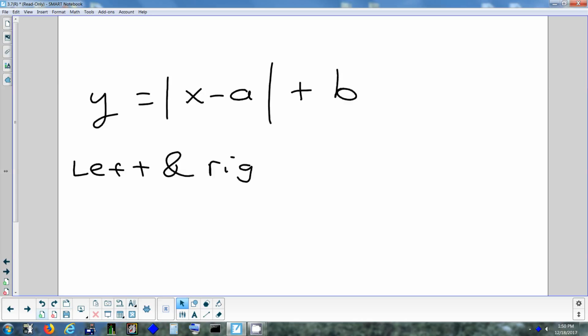Now, what's inside here, Josiah? The x minus a. Yes. Left and right controlled by a.